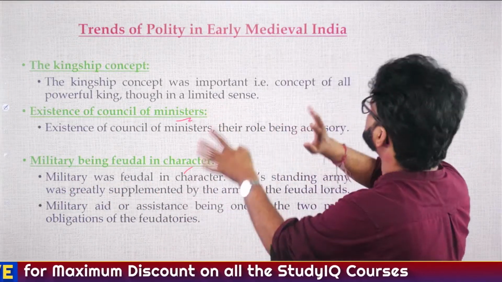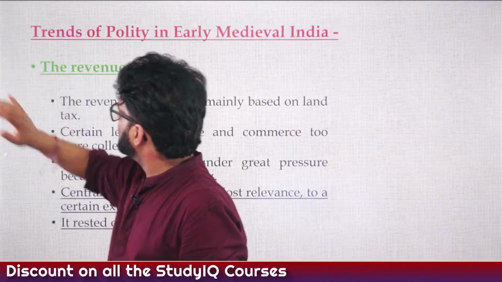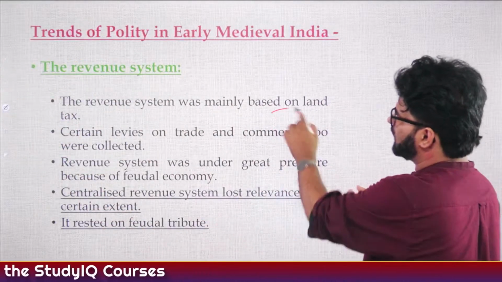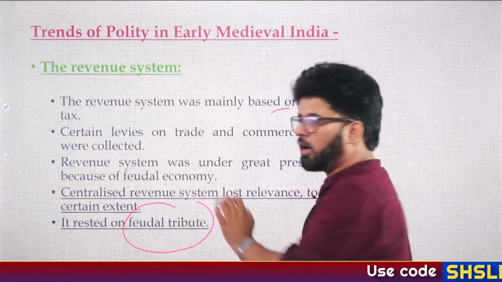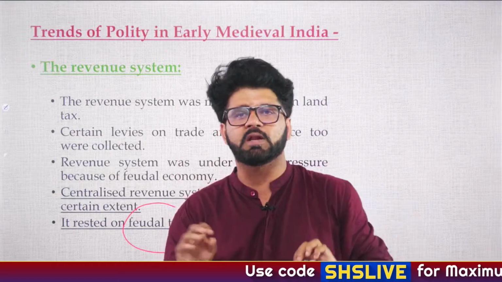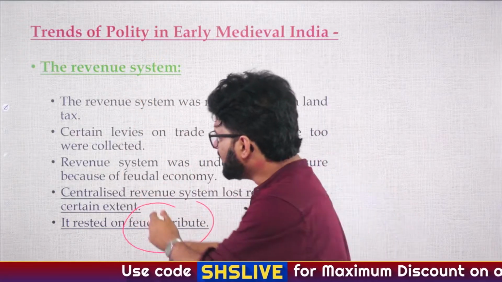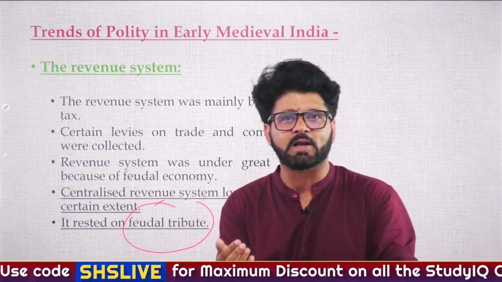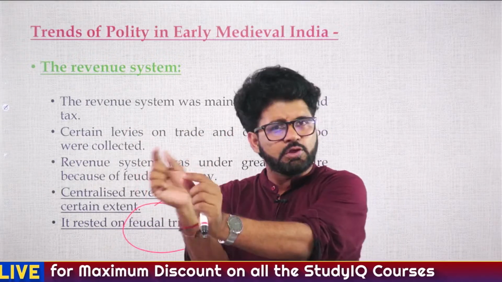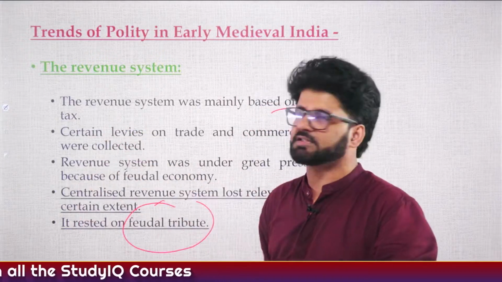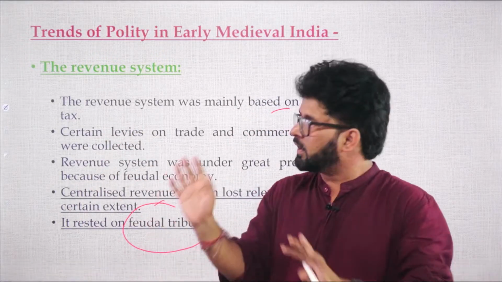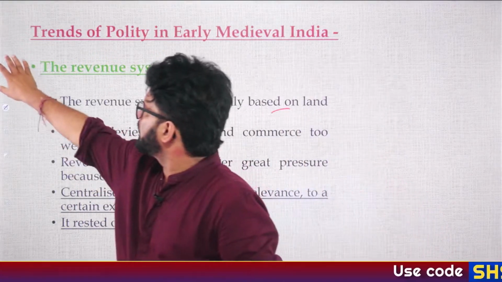So all these things are happening in early medieval India. What else? The revenue system. Earlier you had a centralized revenue system. Now they are dependent on feudal tribute. Whatever these feudal lords will be giving them from the lands, they are dependent on that. The centralized revenue system will also not work that much, because trade has declined. Earlier they used to acquire a certain percentage of the trade also. All these things have gone now. So feudal tribute. Again, decentralization.